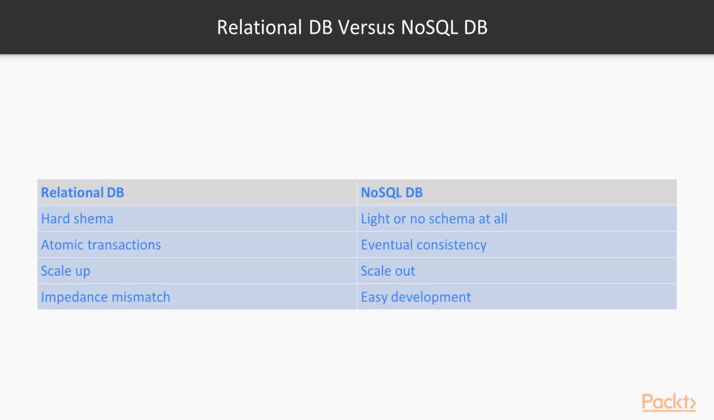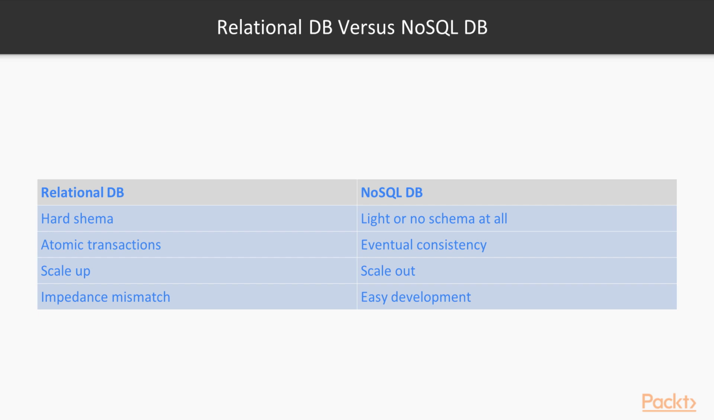So to wrap up, let's talk about the differences between relational databases and NoSQL databases. Relational databases have a hard schema, and NoSQL databases have a light schema or no schema at all. Relational databases have atomic transactions, and NoSQL databases have eventual consistency, meaning that at some point the whole database will be consistent, but not all the time.